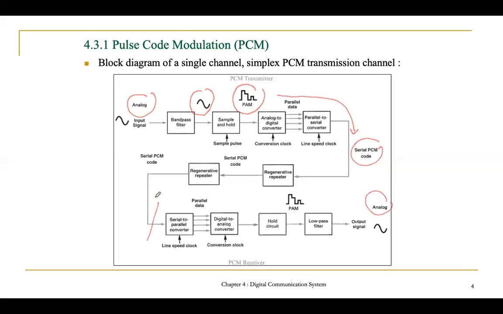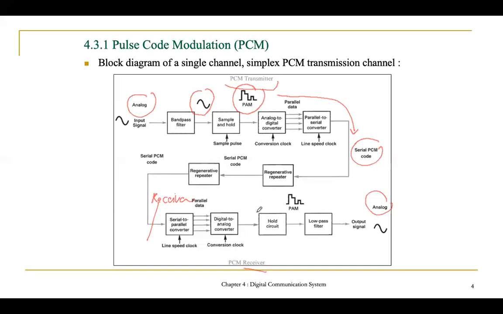Okay, so this part is already the receiver. This part is the transmitter. So this is the transmitter and this is the receiver. At the receiver, you have the serial to parallel converter, which converts the serial pulses received from the transmission line to parallel PCM code.